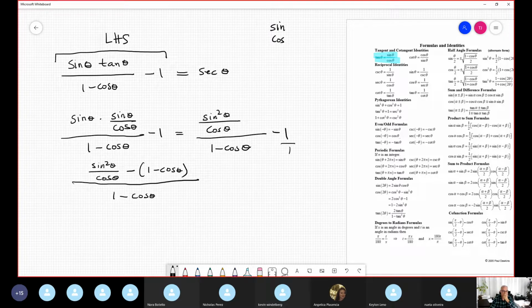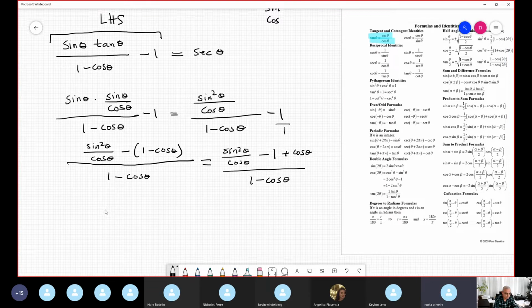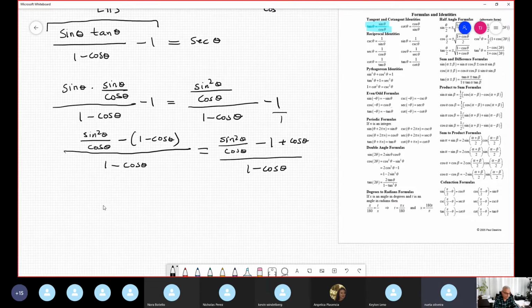Now I remove the parentheses. Sine square theta divided by cosine theta plus minus 1 plus cosine theta divided by 1 minus cosine. So far, everyone follow me? Yes, Professor. But this one is a little complicated. No. This is your opinion.